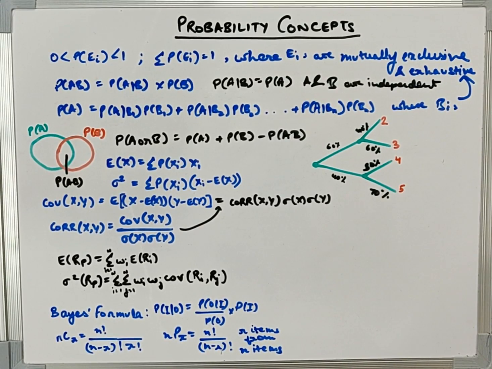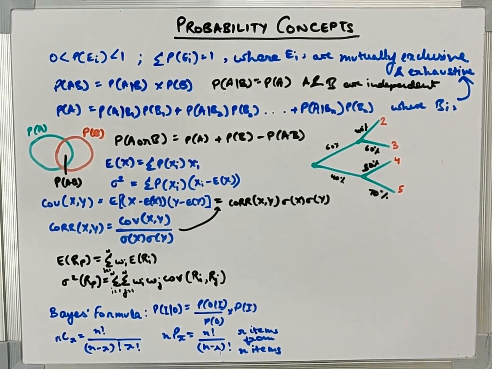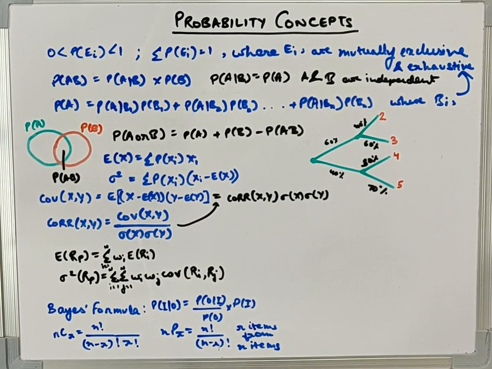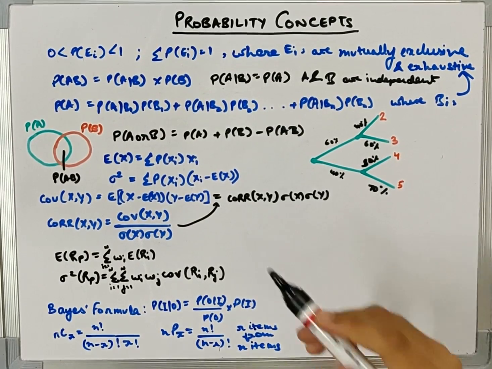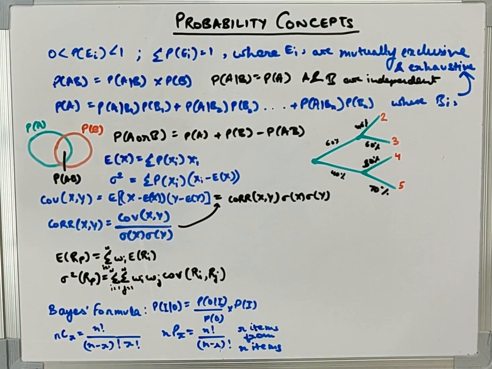These are the probability concepts. Probability essentially means chance of happening of an event. It is between 0 and 1, and the sum of probabilities of all the events is equal to 1. These are the relevant formulas in probability.